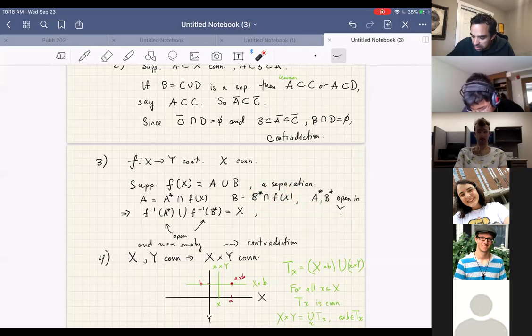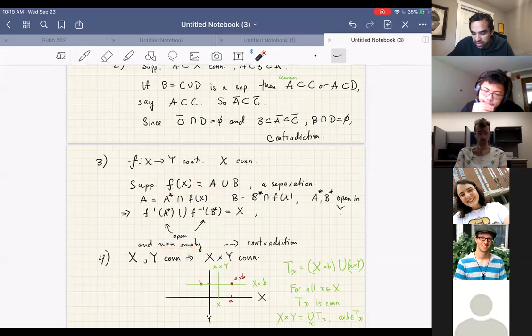So now I take the inverse image of these along f. What do I get? I get two open sets because f is continuous. I get that they're non-empty, because A and B were non-empty. And I get that their union is all of X, because the union of A and B is all of f of X.